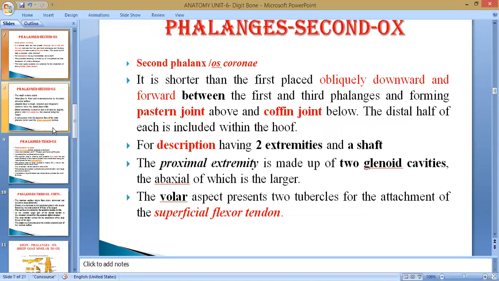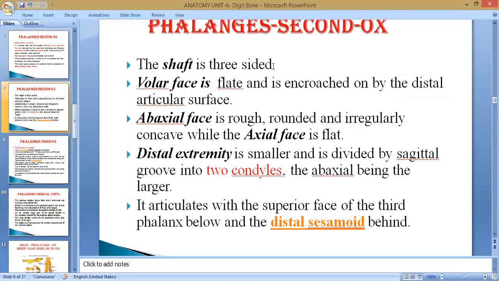Next is the shaft. The shaft is three-sided, but in the case of the first phalanx it was four-sided, meaning four surfaces. The first surface is the volar, meaning the plantar surface, the back side, which is flat and encroached by the distal articular surface. The abaxial, away from the axis, is rough, rounded, and irregular.